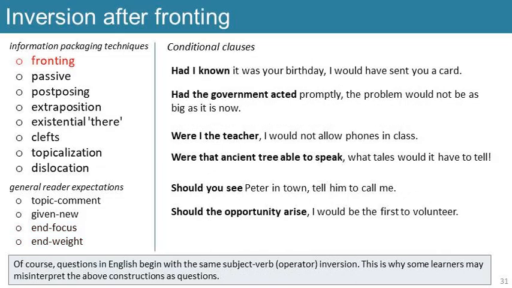While on the topic of inversion, it's worth finishing with a particular type of inversion that does not follow a fronted element, namely conditional clauses that omit the conjunction if. Such clauses start with had, were, or should. Note that this construction is more formal than its equivalent version, starting with if, and that the clauses can be reversed in each case. For example, "I would be the first to volunteer should the opportunity arise."